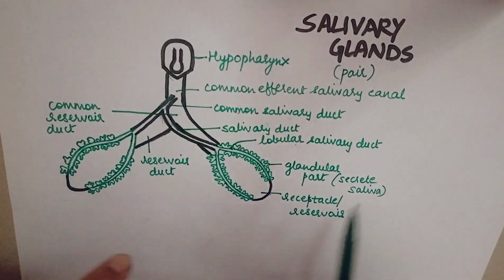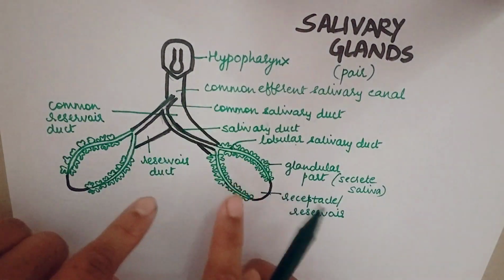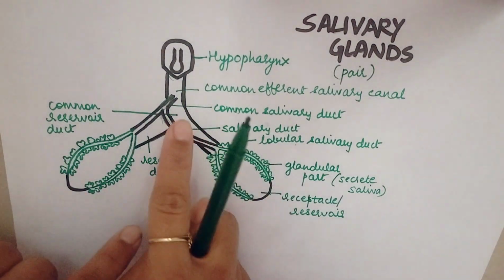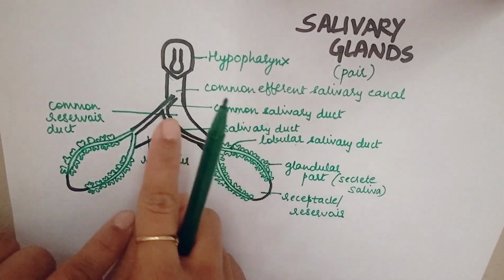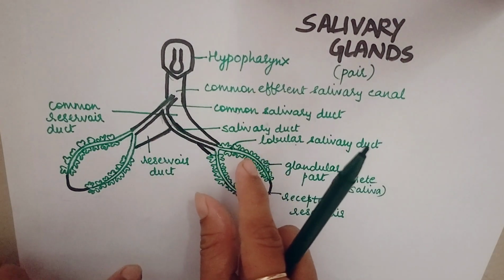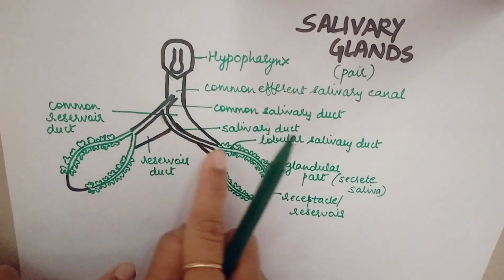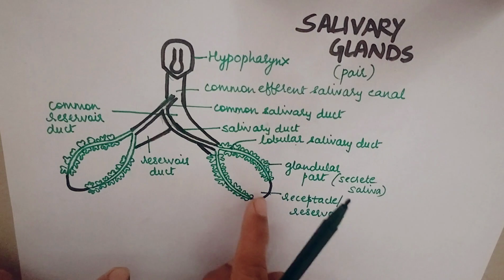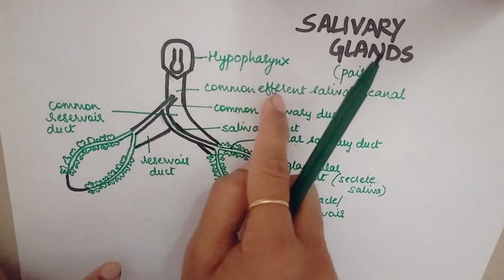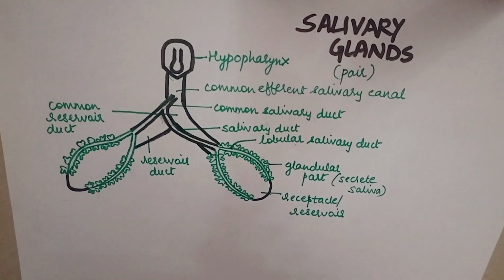So this was the structure of the salivary gland. Just remember that each salivary gland will have the receptacle, the reservoir duct, the salivary duct, the glandular lobes and the lobular salivary duct, and the common efferent salivary canal which will open at the base of the hypopharynx.